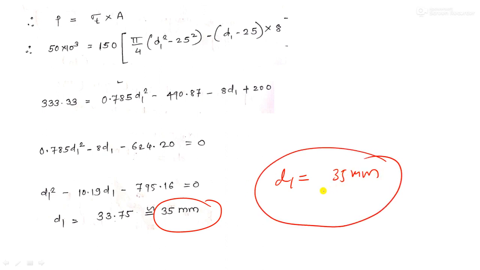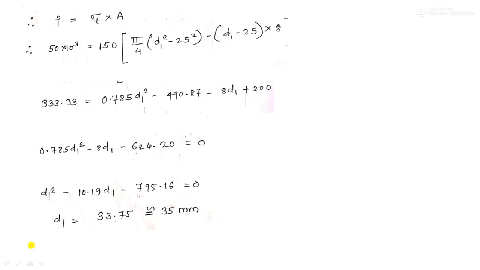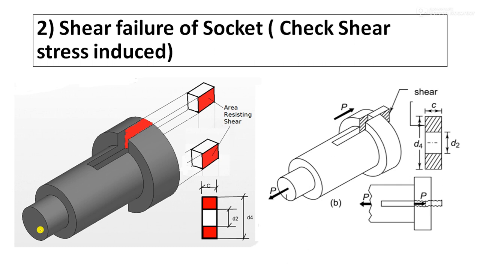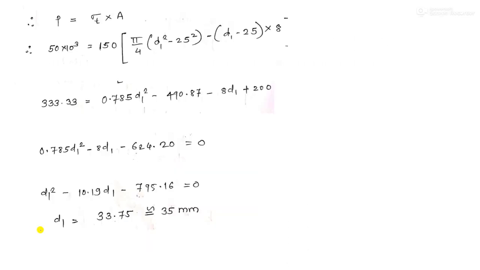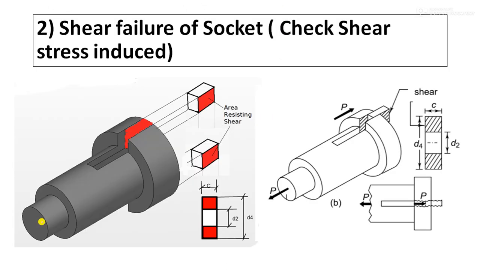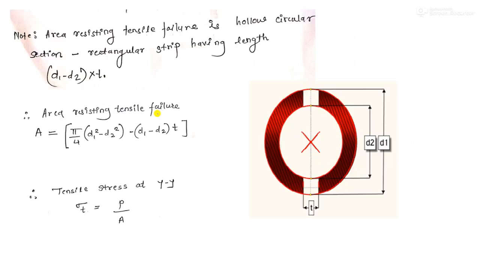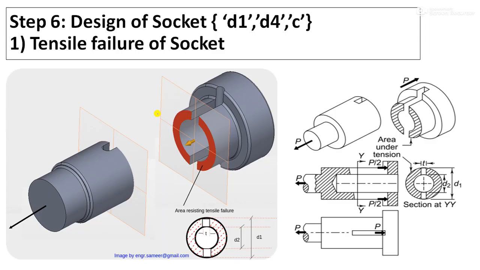Once I got d1 by doing a tensile stress analysis, the remaining we can find out from the empirical relations. Now let us check, for d1 equal to 35 mm, the induced shear stresses. Where will the shear stresses be induced? Look at this three-dimensional figure. Try to understand one point: whenever you want to find the tensile strength, you have to consider the perpendicular plane. So look from the front view.